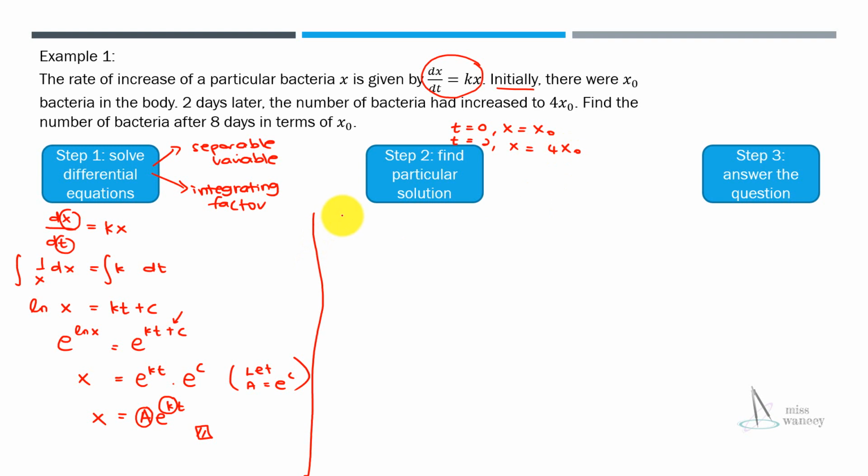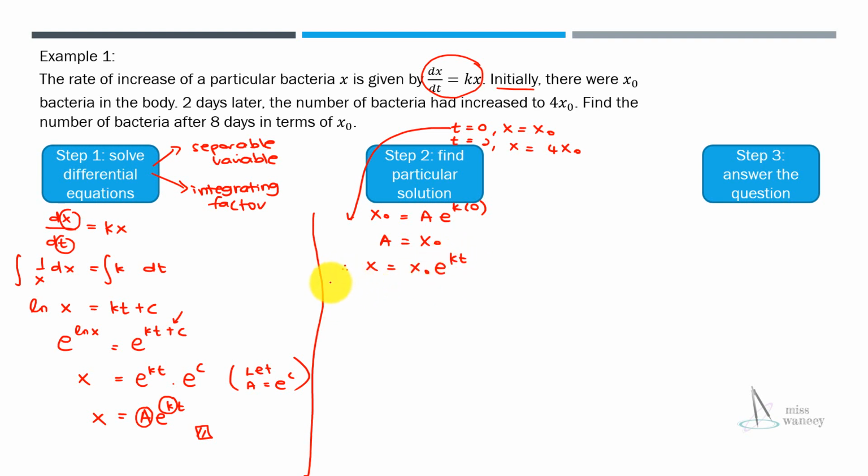Okay, so let us try to substitute the first value. So x0 is equal to a e to the k multiplied with 0. k multiplied with 0 is simply 0. e to the power of 0 is 1. Therefore, a is equal to x0. So you can say that x is equal to x0 e to the kt.